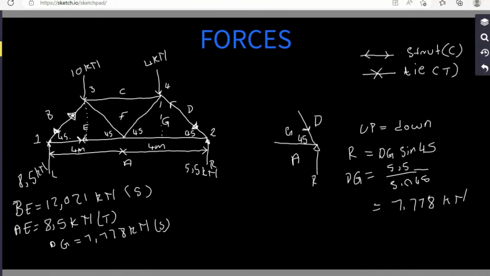Now we have to calculate AG. We are going to erase this.